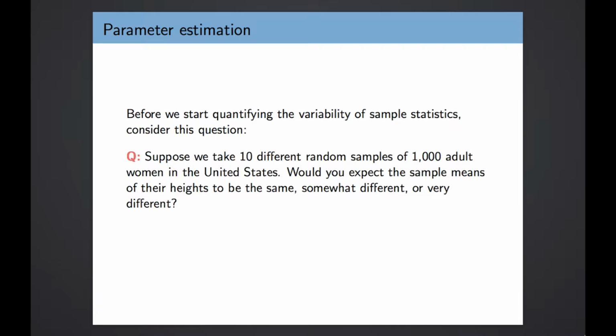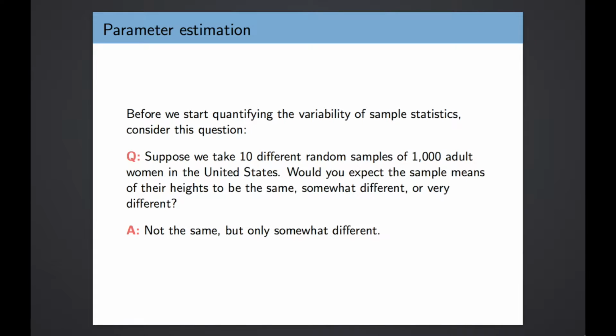Before we do that, let's talk about a brief example. Imagine that you take a sample of 1,000 women from the United States population and you record their heights and you calculate the mean of that sample, so the average height for those 1,000 women that you sampled. So you record that mean and then you do the same experiment 9 more times with a different sample of 1,000 women. You record the average of those 1,000 heights until you have 10 sample means. Would you expect that these sample means are exactly the same across all 10 samples, that they're somewhat different, or that they're very different from one another?